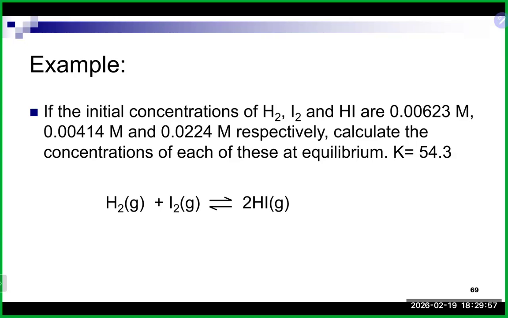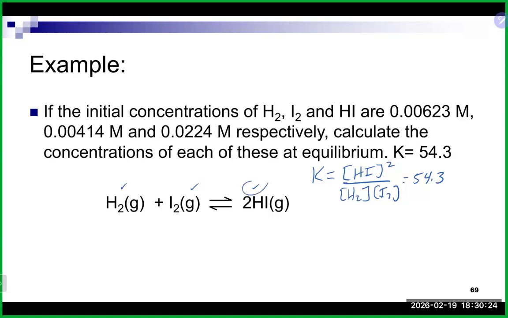I'm going to sit down for this one, I think. All right. So we have the initial concentrations given to us. And obviously, we could have our K expression, which is going to be the same K expression we had last time. Concentration HI squared divided by H2 and I2, and that's going to equal our 54.3.